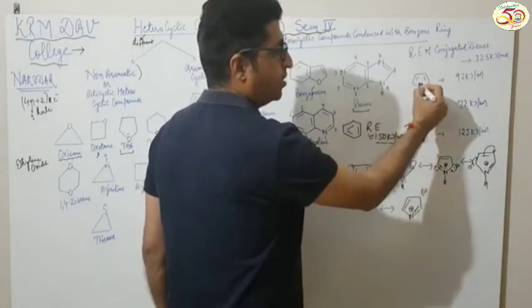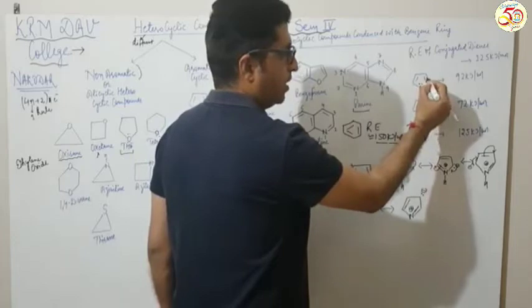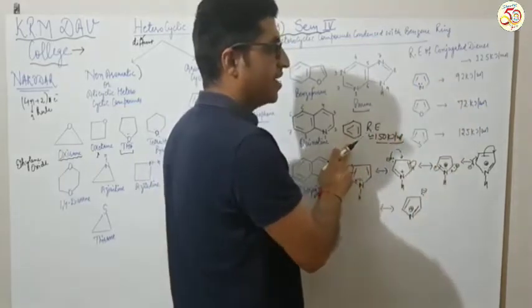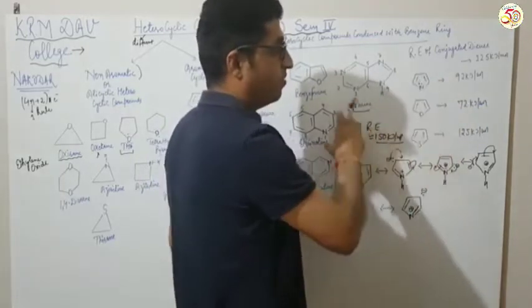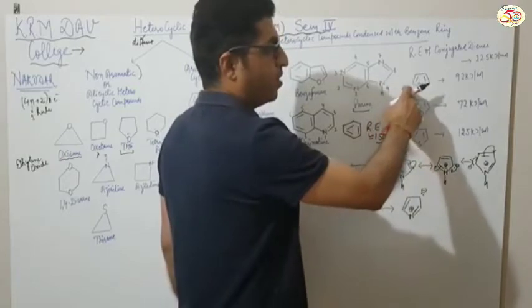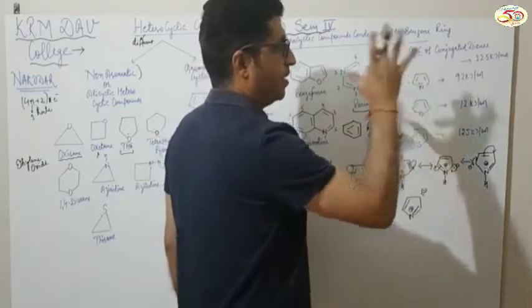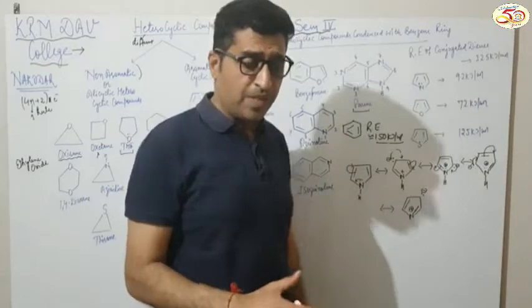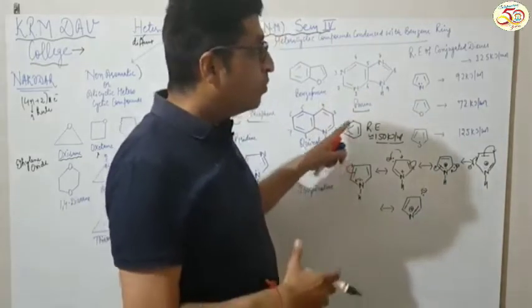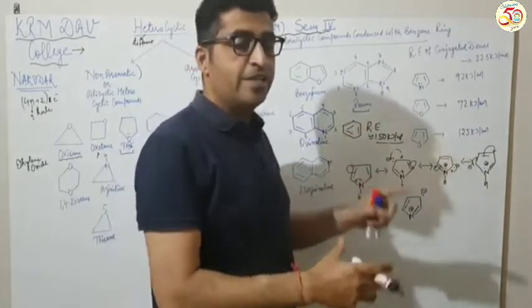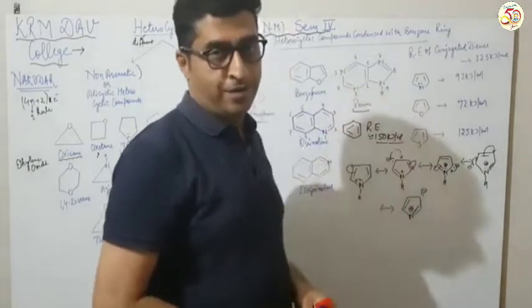So how many electrons are there? 2, 2, 2, 6. So exactly benzene is having 6 electrons of pi cloud, and this pyrrole is also having 6 electrons of pi cloud. It means as compared to benzene, more electron density is available in pyrrole.